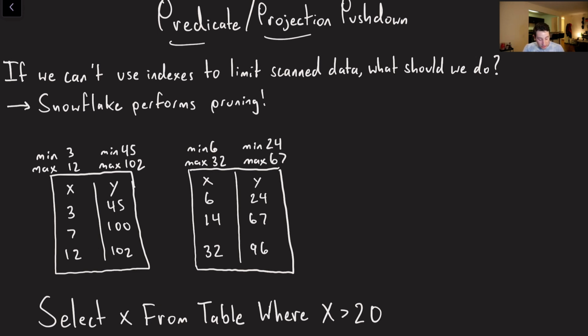Predicate pushdown, on the other hand, is something like this. Let's imagine we want to do the following: select X from our table that we've written out below, where X is greater than 20. So we've got the following table right here. It's got 2 columns, X and Y. And as you can see, X has these values 3, 7, and 12. What our file format is going to do for us is, whenever we write a file, it's going to keep a little bit of metadata regarding the values within that file. So in this case, we have a min-max. X is definitely going to be between 3 and 12.